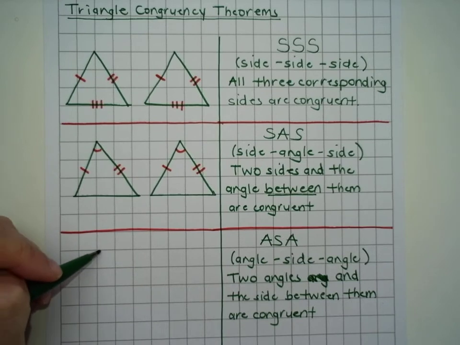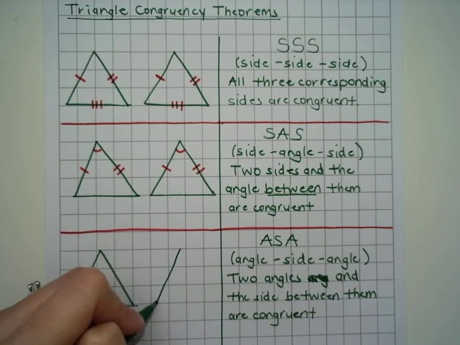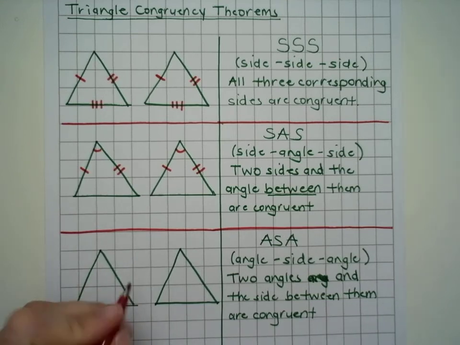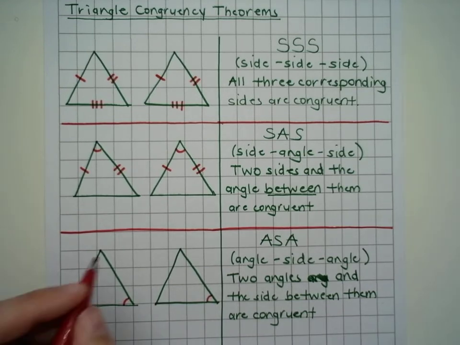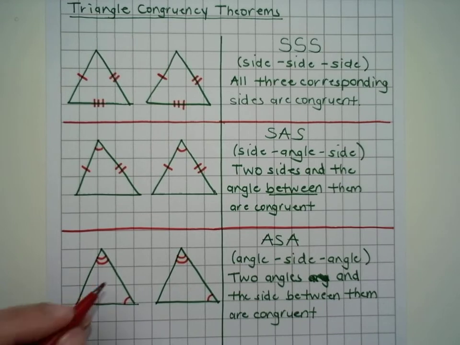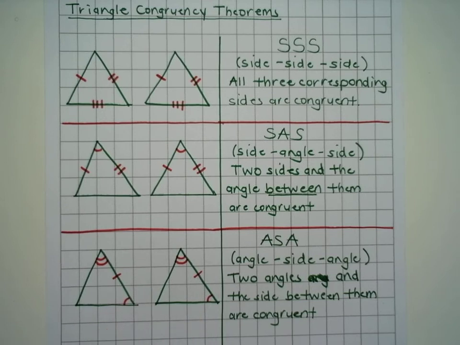So we'll draw our two triangles. So this one says the two angles. So we have this angle and this corresponding angle are congruent. This angle and this angle are congruent. And then the side between those two angles. So it has to be the side between those two congruent angles. If those are also congruent, then that proves that these triangles are congruent according to the angle side angle theorem.